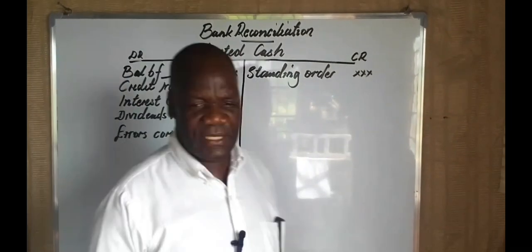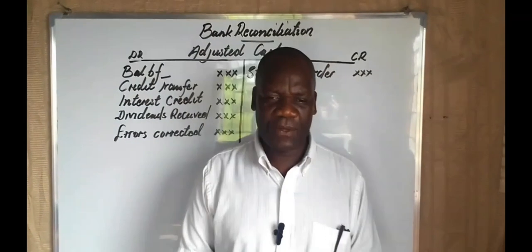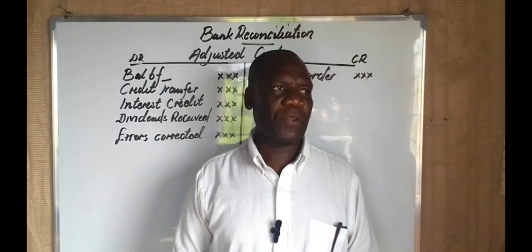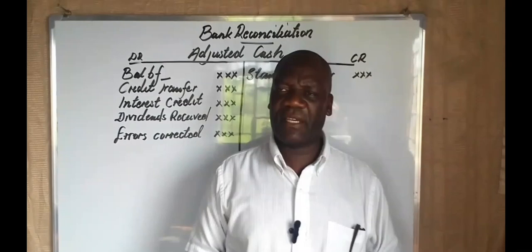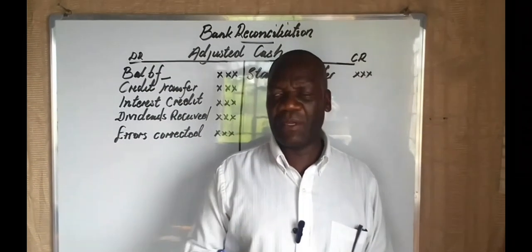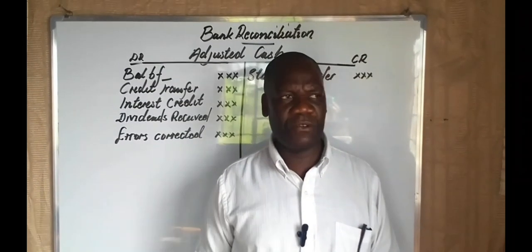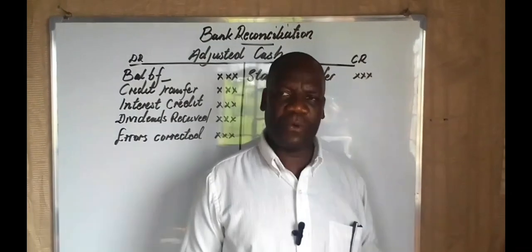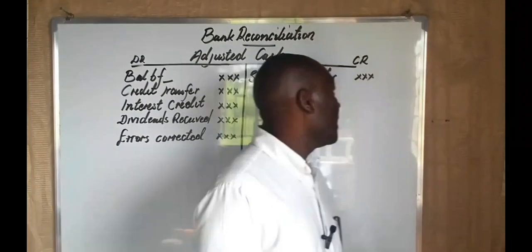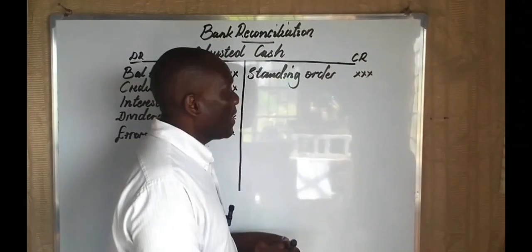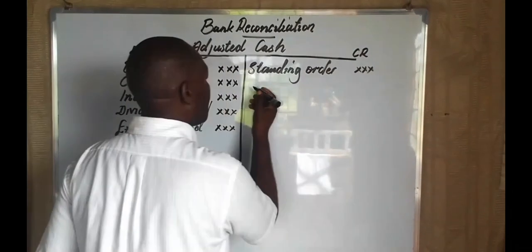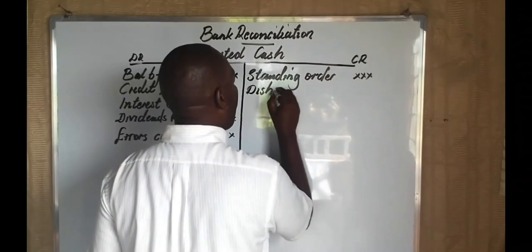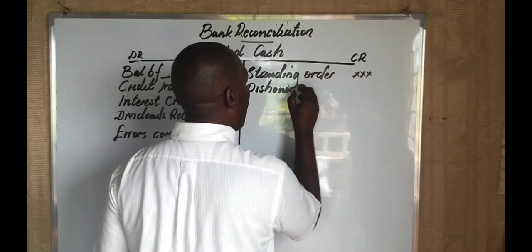The next item that you need to note are the dishonored checks. Okay? You wanted to receive the check deposited. Now it has been dishonored or it's not paid. Okay? So it will need to come to the credit side of your cash book in order to complete the double entry system. So we have dishonored checks.